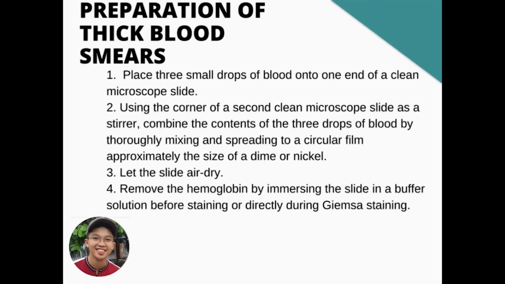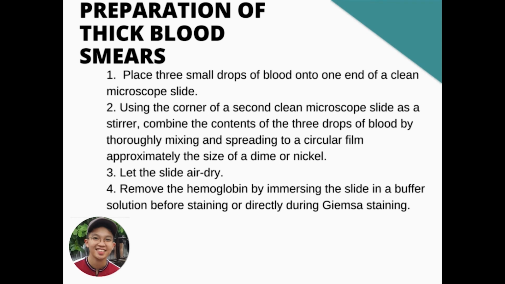For the preparation of thick and thin blood smears, you can utilize capillary blood or EDTA-collected venous blood. In preparing thick blood smears, first place 3 small drops or 1 large drop of blood onto one end of a clean microscope slide. Second, using the corner of a clean microscope slide as a stirrer, combine the contents of the 3 drops of blood by thoroughly mixing and spreading to a circular film approximately the size of a dime or nickel. This is to prevent fibrin formation, which can obscure the view during microscopic examination.